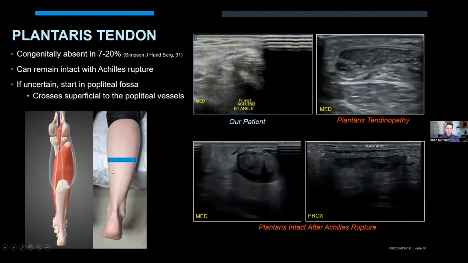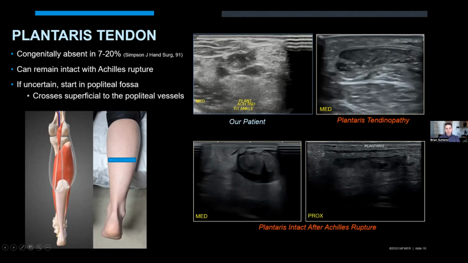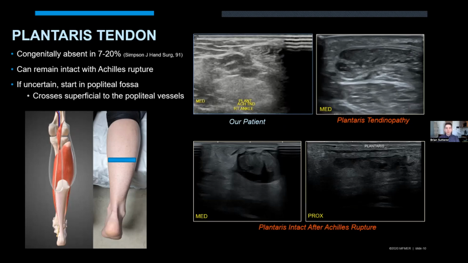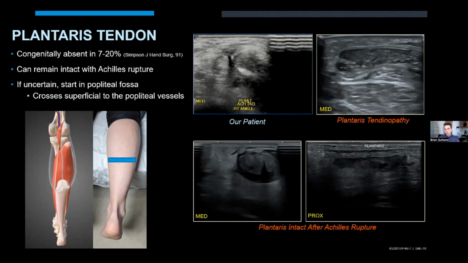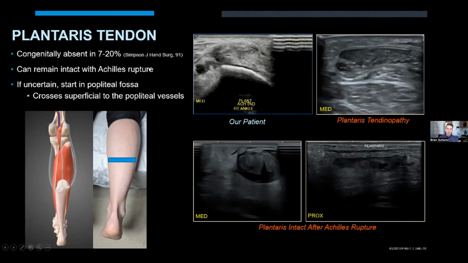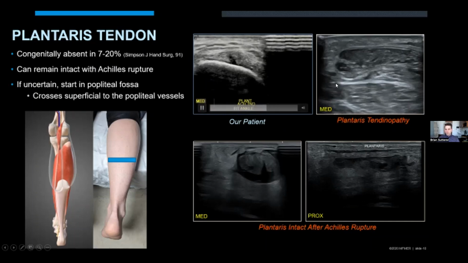If you're uncertain, I think starting up in the popliteal fossa is one way that you can try to identify the structure. Of course, it's going to cross superficial to the popliteal vessels the majority of the time. And so you can look further proximal to try to identify it, versus scanning more the Achilles tendon itself and looking for that tendon sitting on the medial side.